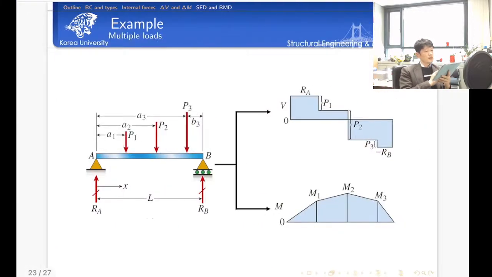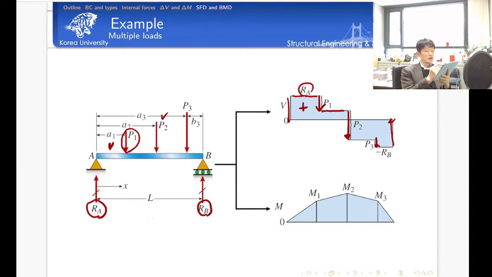Okay. And then let's consider another example. Again, similar to this, first we need to calculate the reactions. Okay, these two reactions, and then we start with the first reaction here, and then in the segment A1, there's no change in the shear force diagram, and because we have a concentrated load, the shear force diagram drops by P1, and then also there's no change before we have the next concentrated load, and then it drops by P2, and then by P3, and also it recovers to the 0 point. The sign is positive and minus.